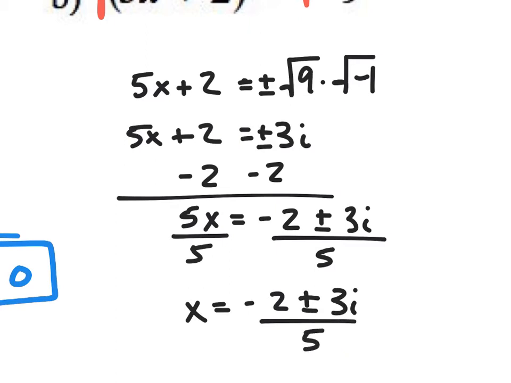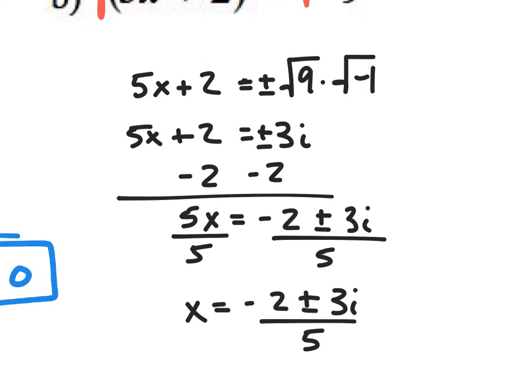Now, I can't simplify this any further. For number one, I can't combine the negative 2 and the 3i because this is an imaginary number and this is a real number. So I can't combine those, I just have to leave it like that. And then if I divide everything by 5, 2 doesn't go into 5. I can't simplify this, nor can 3 be simplified into 5.